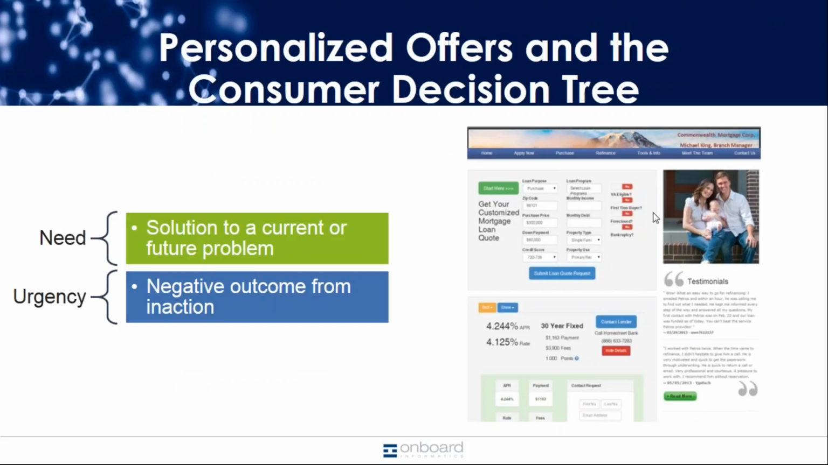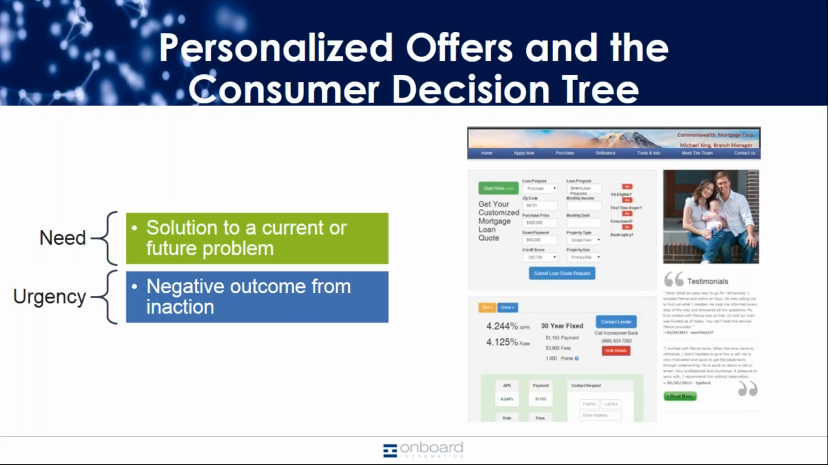I want to carry that message forward on the personalized offer side and talk about the consumer's decision tree once you've got them engaged and they're now going back and interacting with your website. At this point, you've identified their need and spoken to it, and they either have a current need to consume a financial service from your credit union, or they're looking forward, because of the messaging you've got, to solve a future problem.